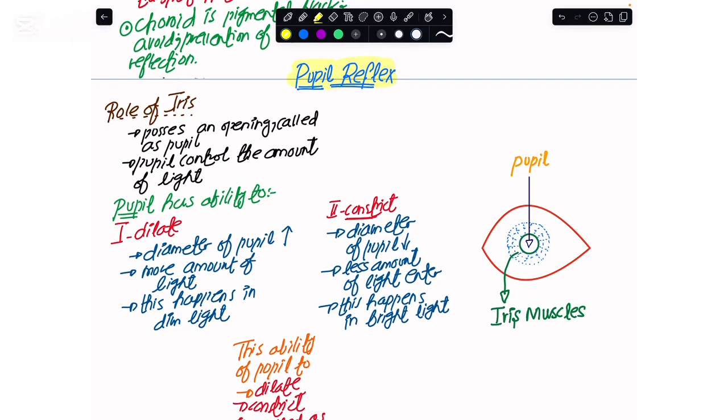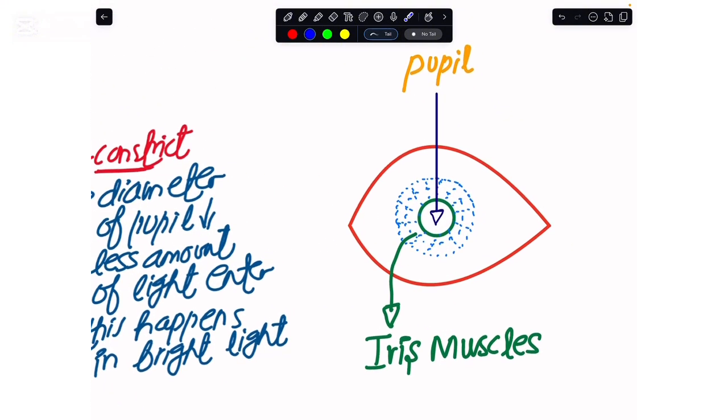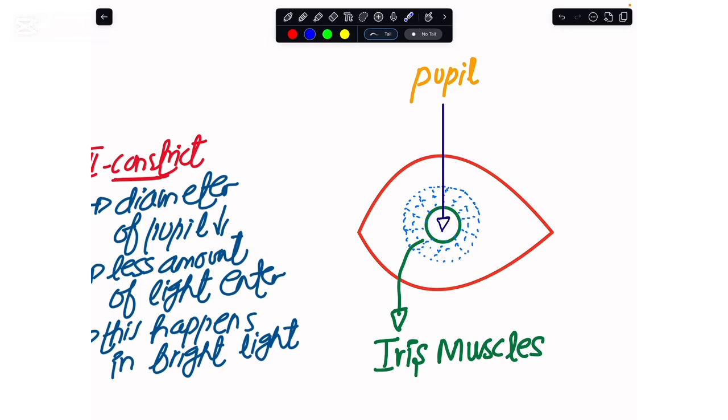For today, we are going to look at a major mechanism that we see in the eye, and that is the pupil reflex. What do we mean by the pupil reflex? If you remember from the previous classes, at the center of the eye we have this opening, the pupil, and this pupil has to regulate how much light enters the eye. For that purpose, the size of the pupil has to be controlled.